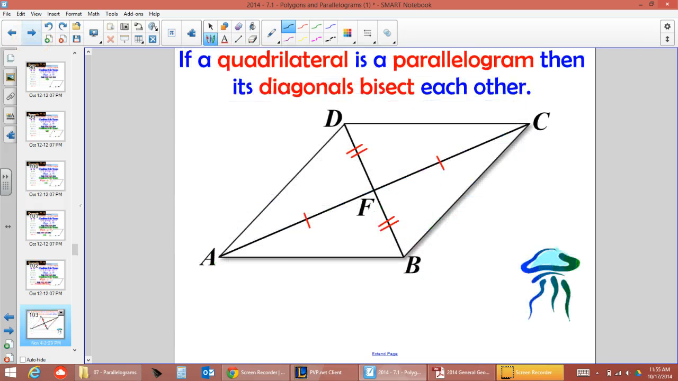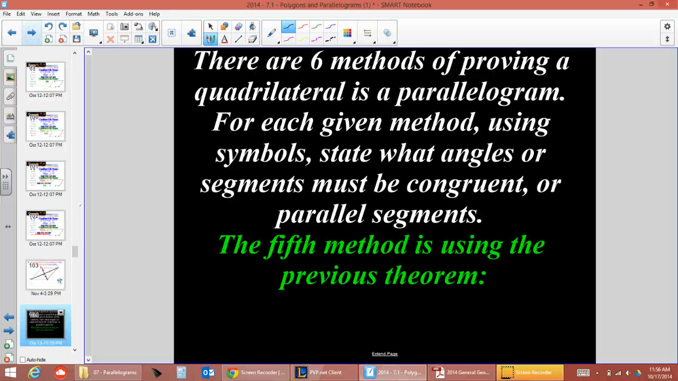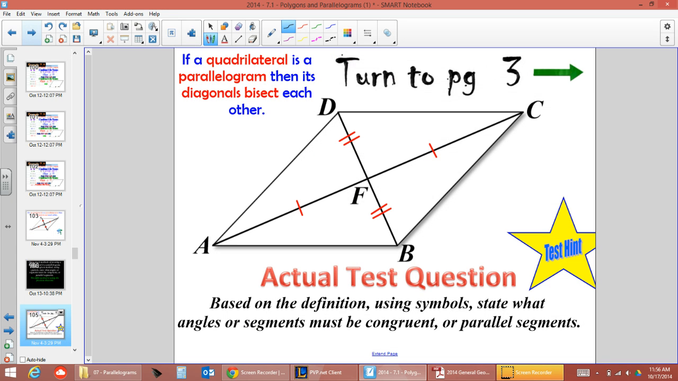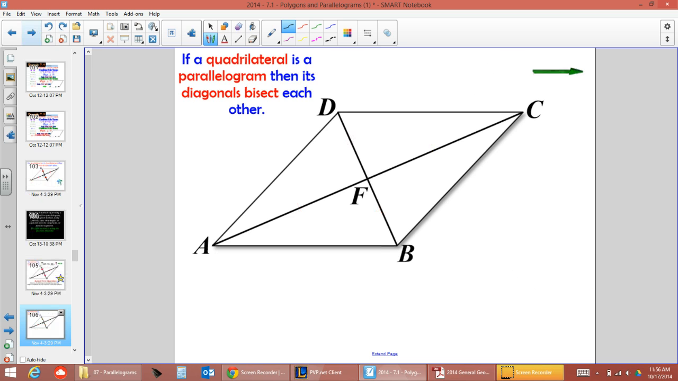All right, so here's our new method. If a quadrilateral is a parallelogram, then the diagonals bisect each other. Don't forget bisect. Cuts in half. Cuts in 2 equal pieces, like our 6-inch sub. Okay. This is the 5th method that we're going to learn today. So when we talk about bisecting, you're going to get an actual test question where I'm going to give you this picture, this definition, and you're going to have to mark the diagram and tell me some information.